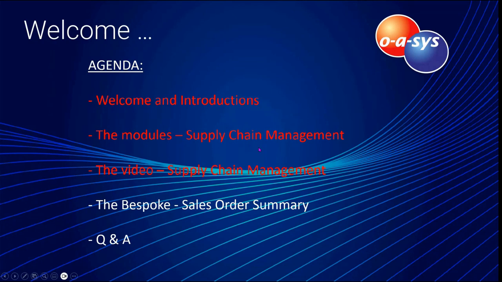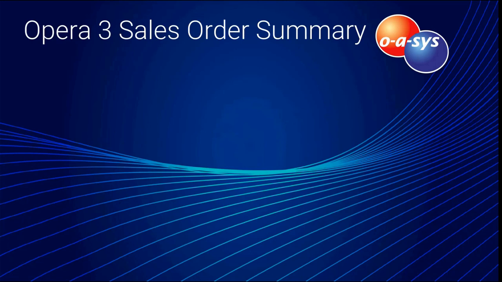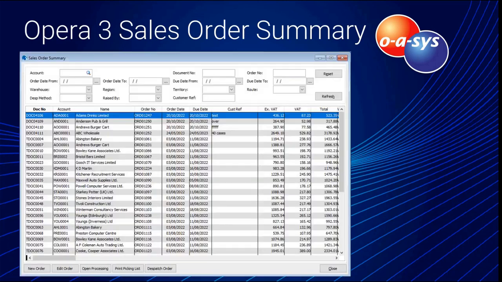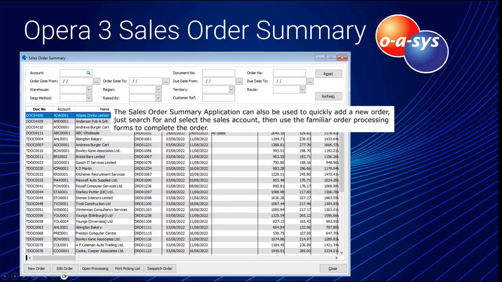I'm going to move on and pop over into my Opera and show you very briefly the sales order summary screen, which we have developed. The Opera 3 sales order summary application is designed to provide a better visibility of sales orders, and it allows easy management of the sales process integrated with Opera 3 SOP and invoicing. The sales order summary application provides a single screen for reviewing all the information you require to manage all of your sales process. It can also be used to quickly add a new order.